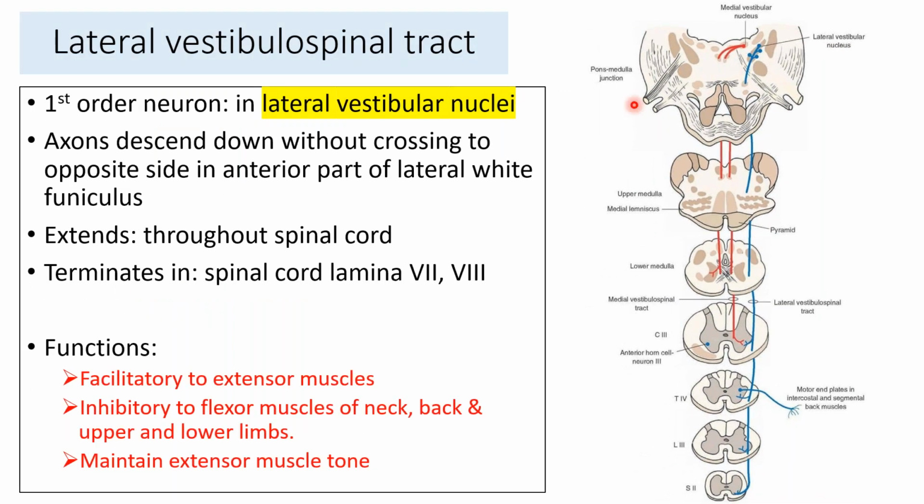So the first order neuron of the lateral vestibulospinal tract will be arising from the lateral vestibular nuclei. The lateral vestibulospinal tract is facilitatory to the extensor muscle. Rubrospinal were facilitatory to flexor. Here this is facilitatory to the extensor muscles and inhibitory to the flexor muscles of neck, back, and upper and lower limbs. So basically they are maintaining the extensor muscle tone, the lateral vestibulospinal tract. That is why the equilibrium is maintained.